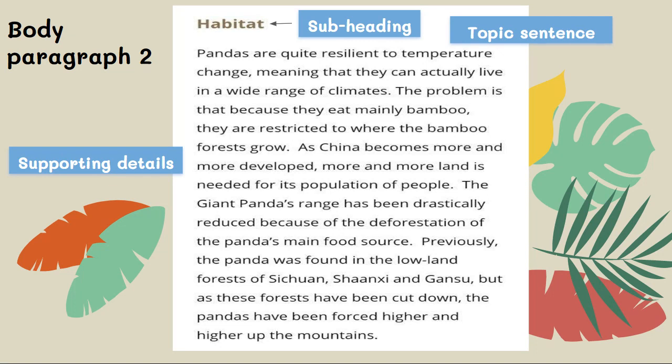Previously, the panda was found in the lowland forests of Sichuan, Jiangxi, and Gansu. But as these forests have been cut down, the pandas have been forced higher and higher up the mountains. After the topic sentence, we can write the explanations about the topic in this paragraph, and also we can give out the examples. In the last sentence of this paragraph, the examples like the forests of Sichuan, Shanxi, and Gansu have been cut down. So the examples can help to support the topic.